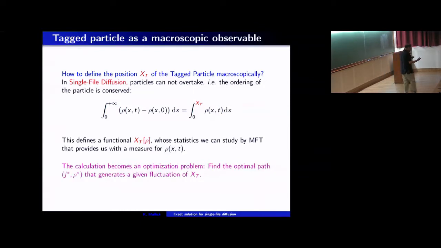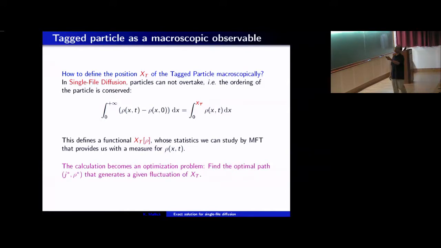Macroscopic variables are the density field and the current field. Well, in fact, it's quite easy to relate that. You just say that the number of particles between the tracer and plus infinity is constant, because the tracer cannot overcome the particles to its right, okay?